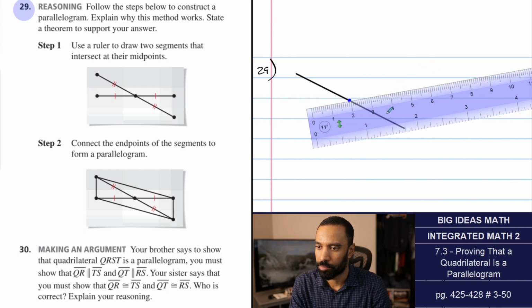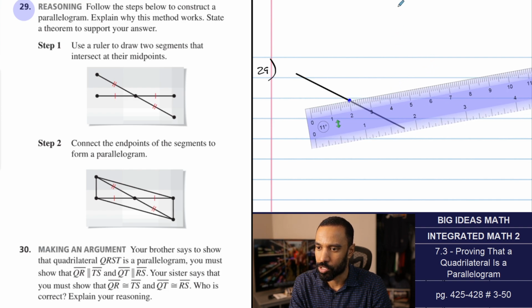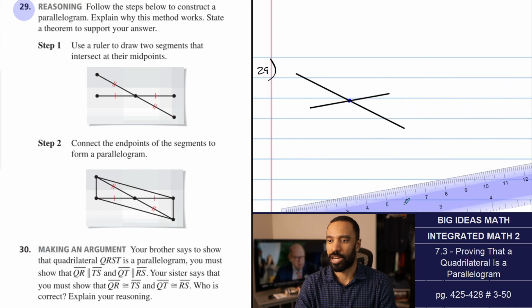Think that'll work? Of course, it's snapping out of place for me. Just do the best I can. So there's the 2 centimeter mark. Boom, right there. Now I just got to connect those things up.